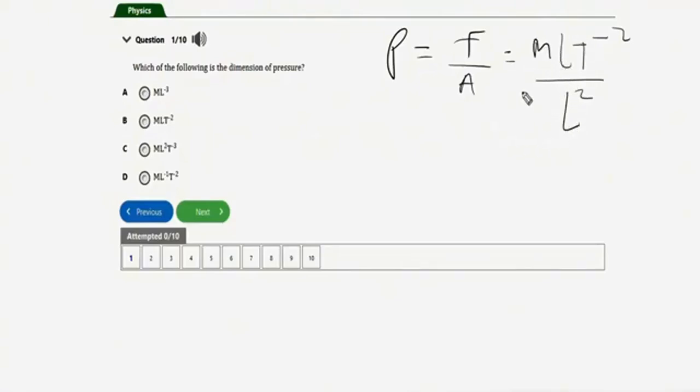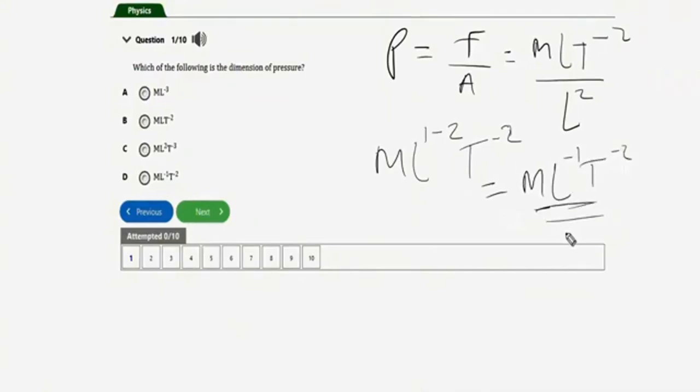So we're going to have M L, the power here is 1 minus 2, per T square. Alright, so this is the same thing as M L to the power negative 1 per time square. So the correct option to this question is what? Option D. So it's as simple as this. Let's wipe this now and solve the next repeated question.